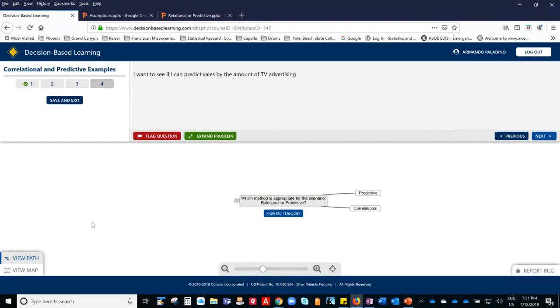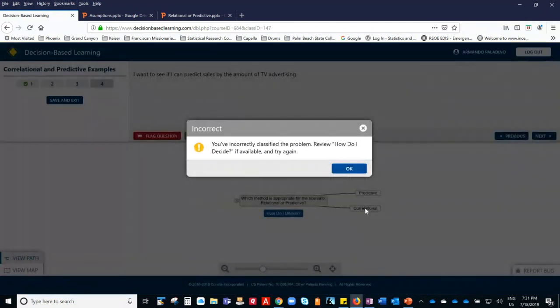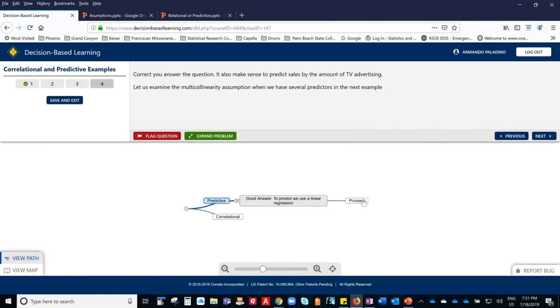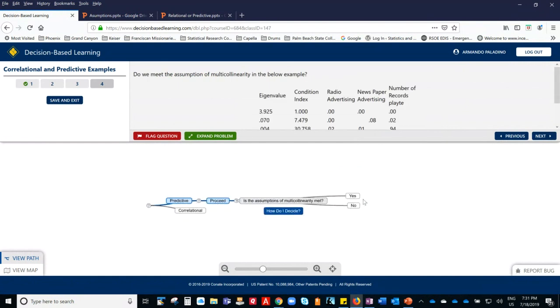I want to see if I can predict sales by the amount of advertising. We have half an hour, so for the sake of time, we can still play with this. So, is this predictive or correlational? Predictive. Predictive, you got it. But if we choose correlational, the system will tell me it's not right. So predictive it is, and we are okay. We have one more.